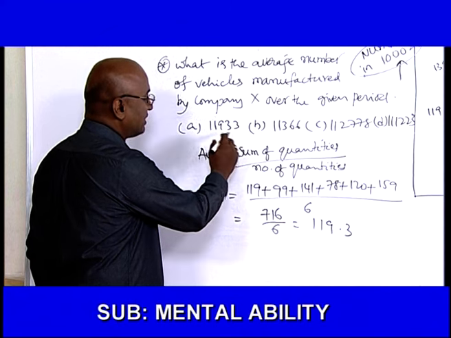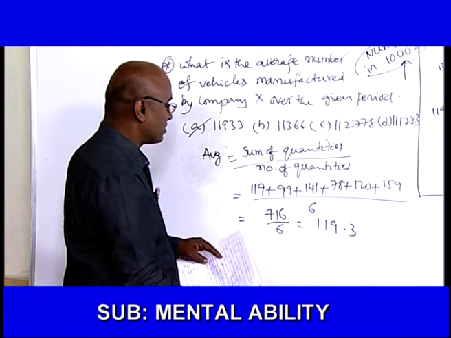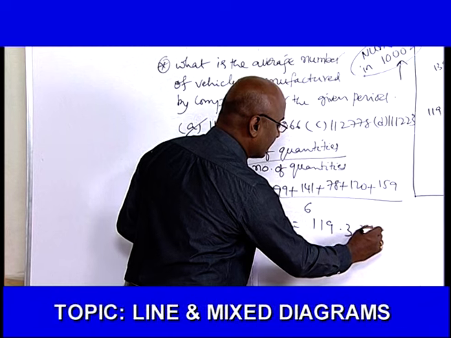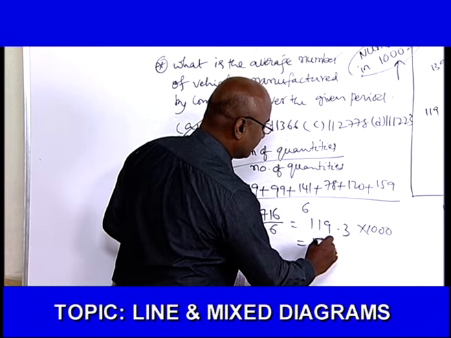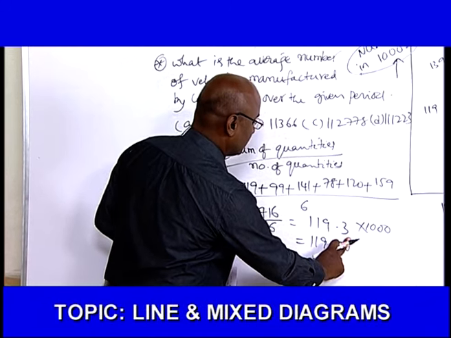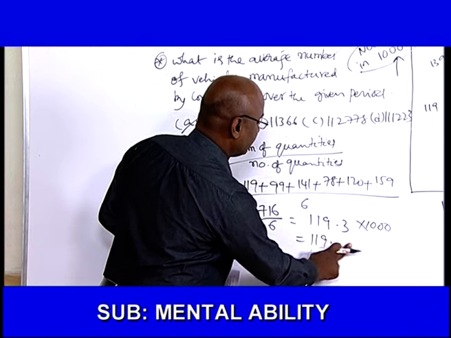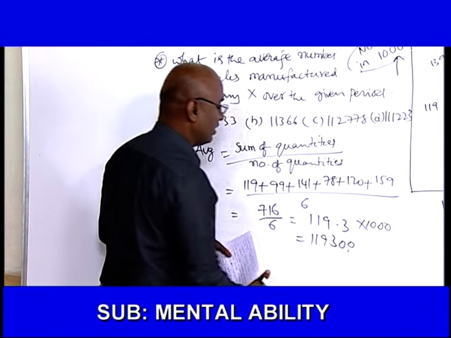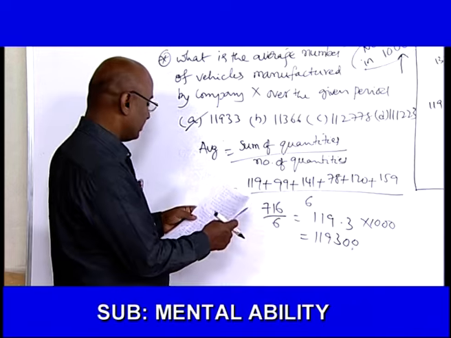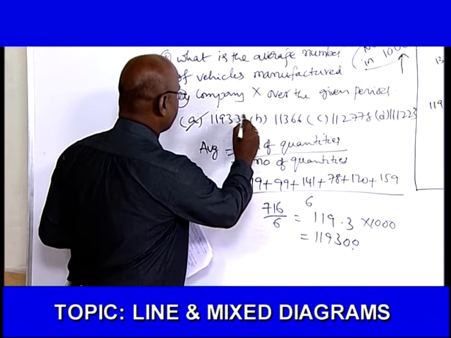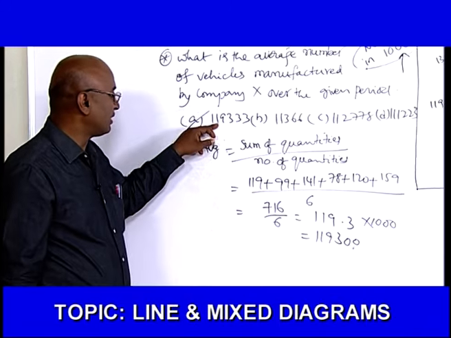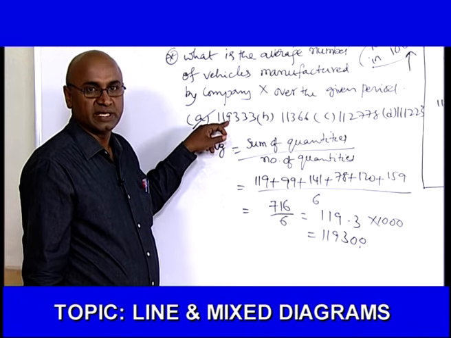109,333 is there. So it is the value answer. So it is in thousands, so multiply by 1000. So the value answer is 109,333. Option A is the answer.